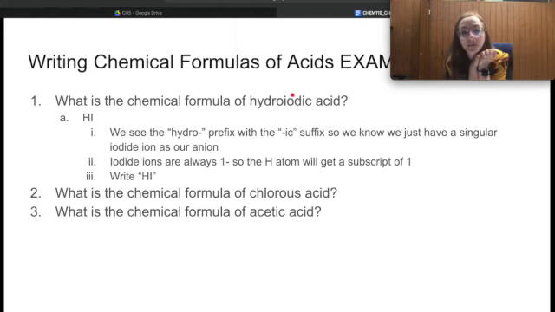Let's do the second one. On the second one, I see that I have chlorous acid. If I do not see the prefix of hydro, I can say, okay, that means I've got a polyatomic ion. Now I need to figure out which polyatomic ion I have. If I see the OUS ending, that means my polyatomic ion ends in ITE. So this is the chlorite ion. First things first, I look at chlorous. I see OUS, that means ITE, chlorite ion. And the chlorite ion always takes on a charge of 2-.